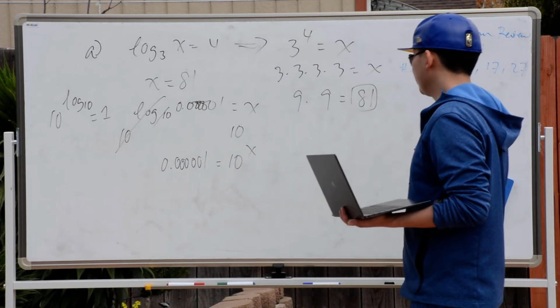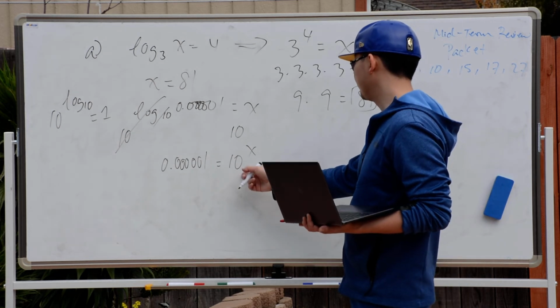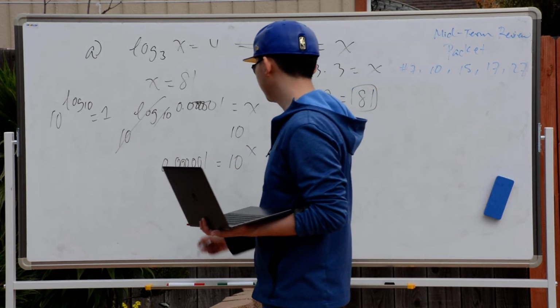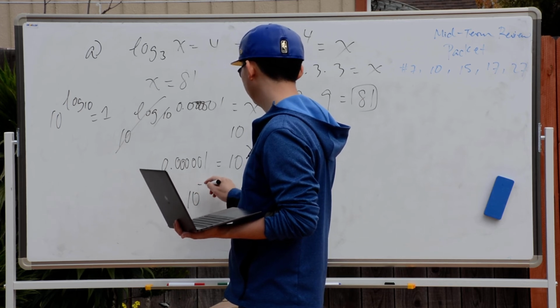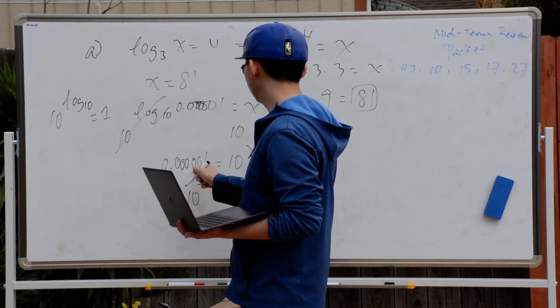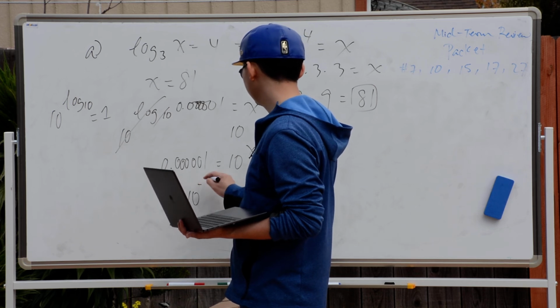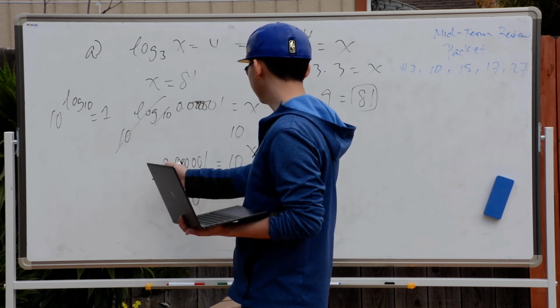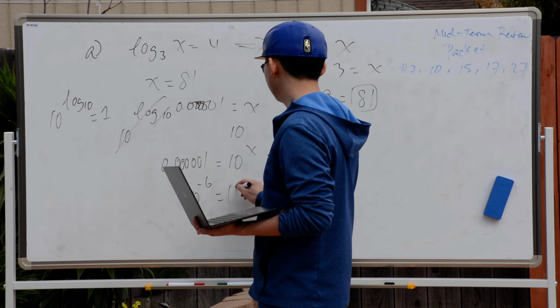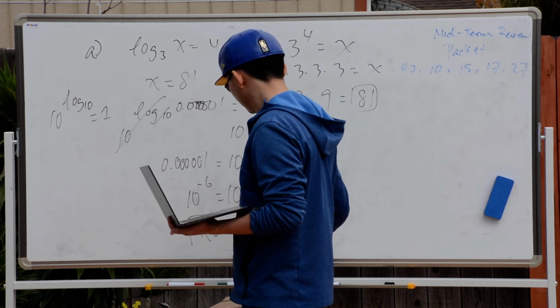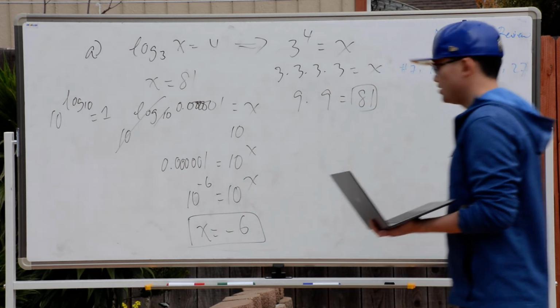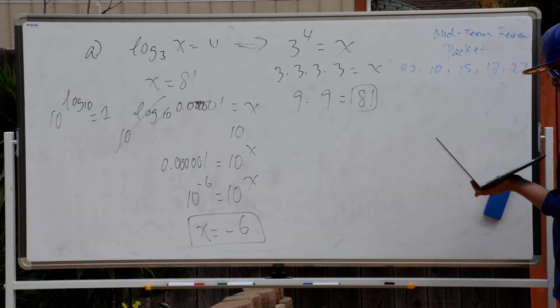So that means you want to convert that to a small number. This one can be written as 10 to the power of negative 1, 2, 3, 4, 5, 6 decimal places, because that's 6 zeros. That means x is negative 6. Okay? So it's not that bad for all this.